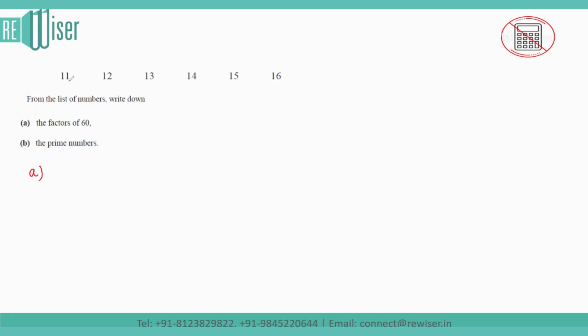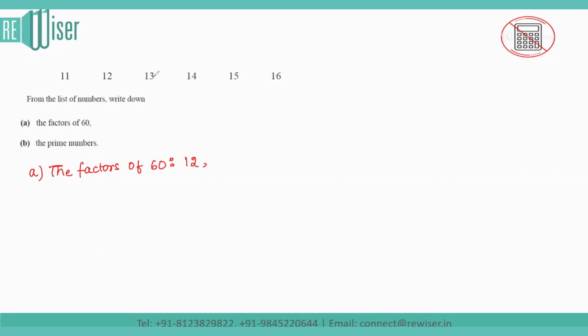So let us see. The number 11 being a prime number, it does not divide 60. So 11 is not a factor of 60. We know that 12 times 5 is equal to 60. Therefore, 12 is a factor of 60. So in the factors of 60, the first number we get is 12.